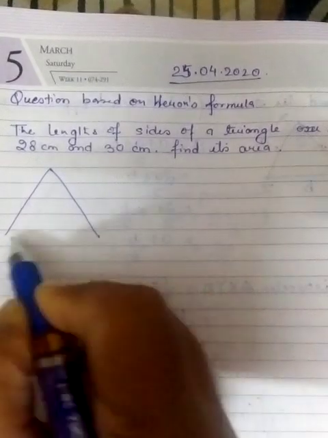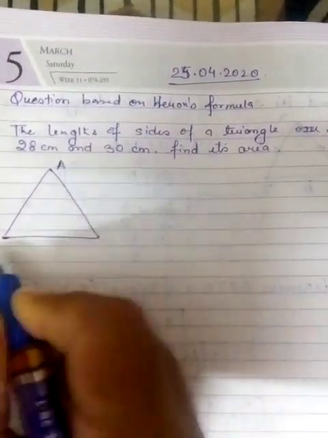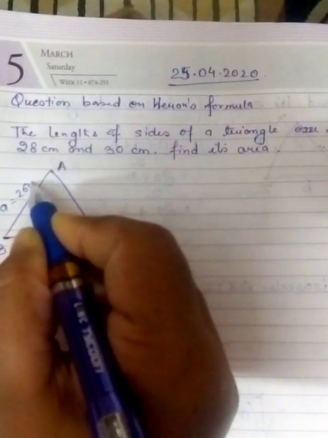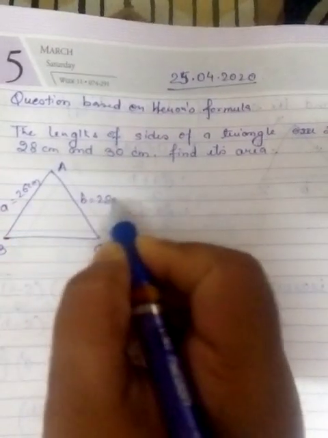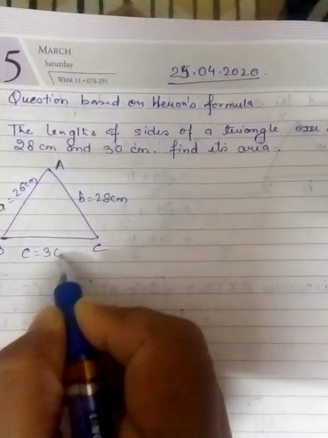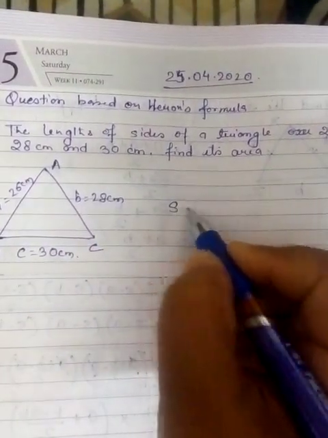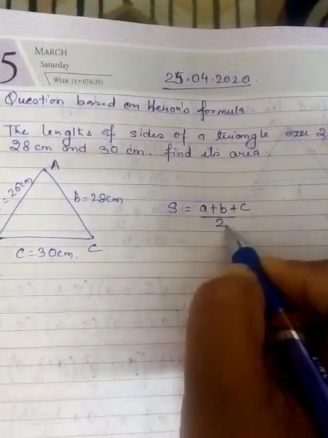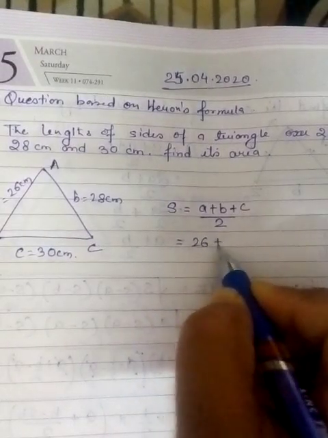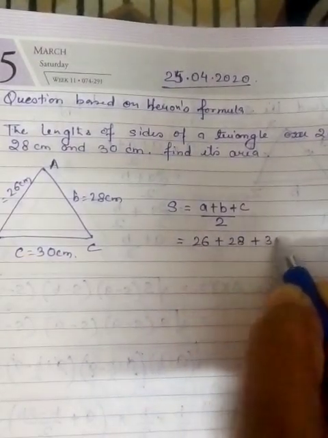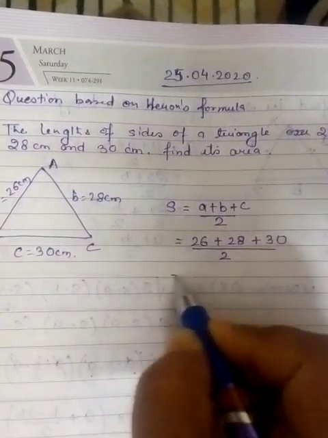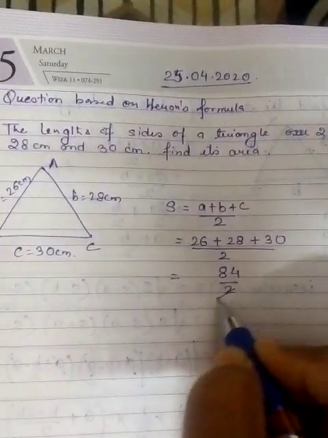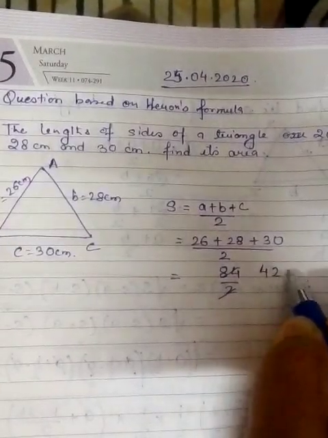Now we have three sides. The measurement of three sides is given. Let us take the name as ABC. One side is 26 centimeter, the other side is 28 centimeter, and the third side is 30 centimeter. So we have to find the semi perimeter, that is S, and the formula for S is A plus B plus C by 2. A is 26, B is 28, and C is 30, by 2. This will be 84 by 2, that is we will get here 42 centimeter.